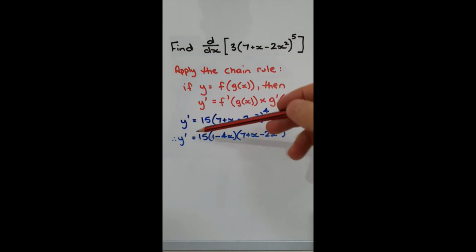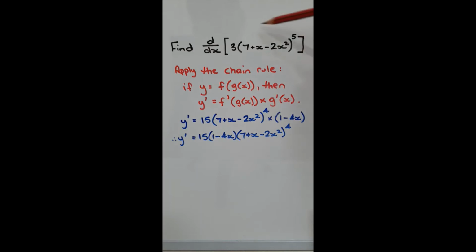So y dash is equal to 15 (7 plus x minus 2x squared) all to the power of 4. So this 5 has come down to the front and the power is reduced by 1. But then we need to multiply it by the derivative of the inner function. So that's the derivative of 7 plus x minus 2x squared, which is 1 minus 4x. And then tidying up this expression, we have y dash is equal to 15 (1 minus 4x)(7 plus x minus 2x squared) all to the power of 4.